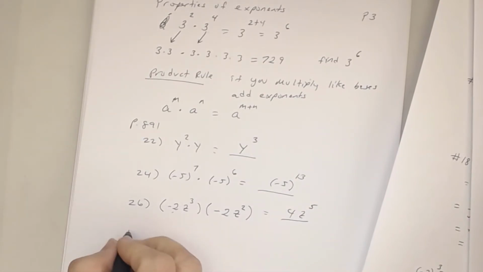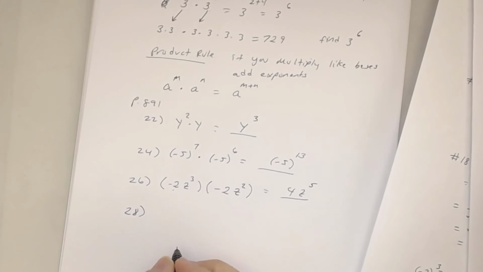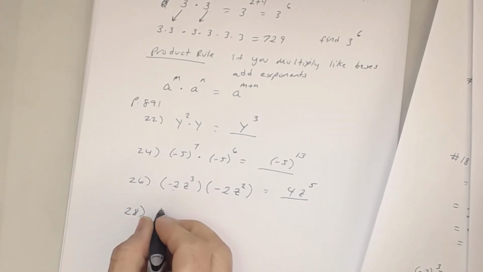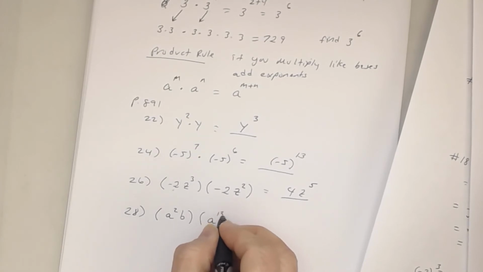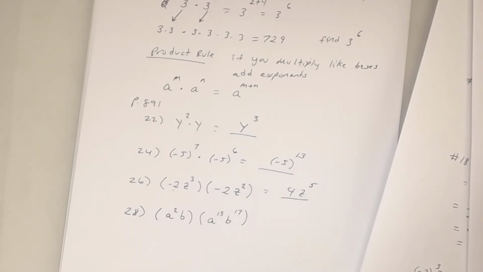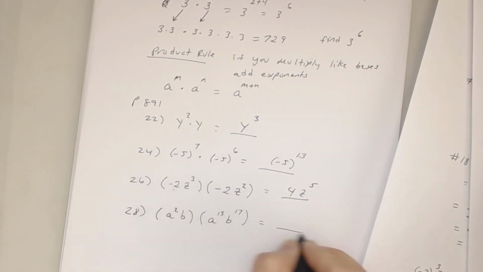Okay, 28. You have a squared b times a to the 13th b to the 17th. All right. Multiply like bases, you add exponents, product rule. A to the 15th, because if you look at the a's first, a squared times a to the 13th is a to the 15th, and then b to what power? B to the 18th.